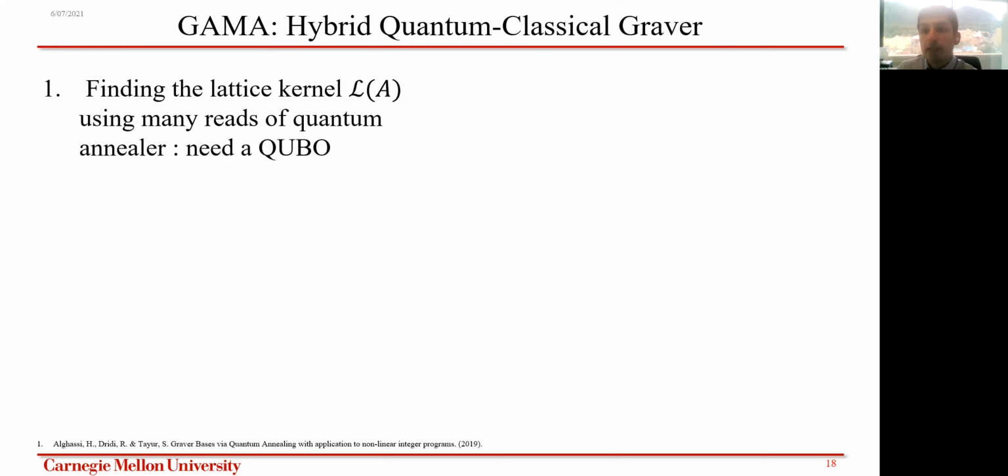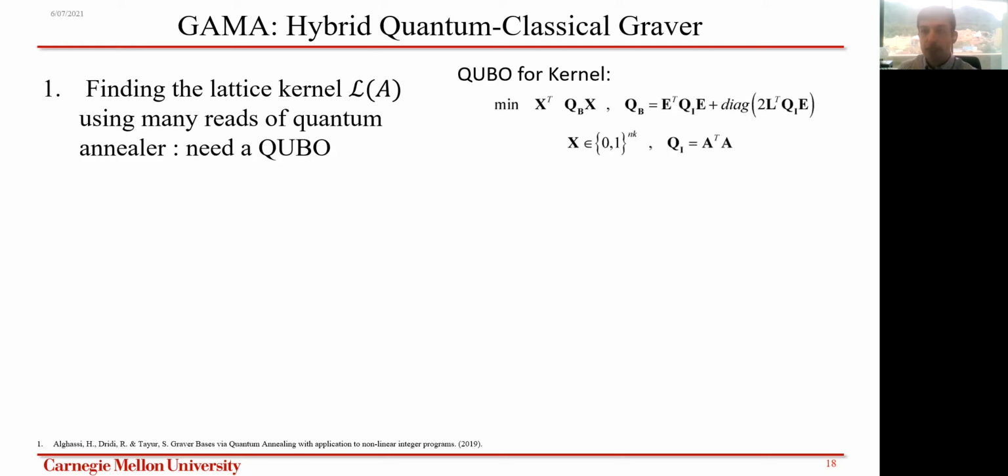How to find the Graver bases? You need to find the lattice of the kernel. And for this, you need a QUBO. The kernel is the X that satisfies AX equals 0. And this can be easily written down as a QUBO.